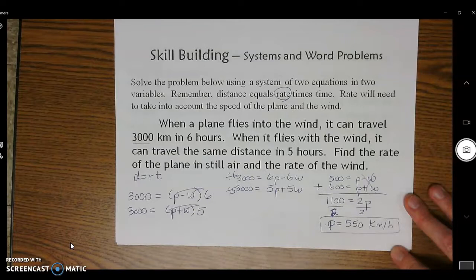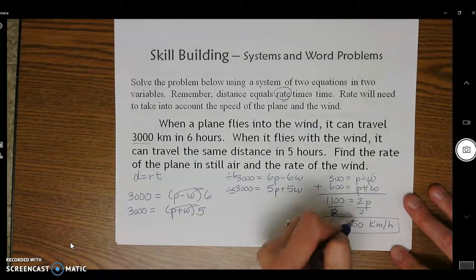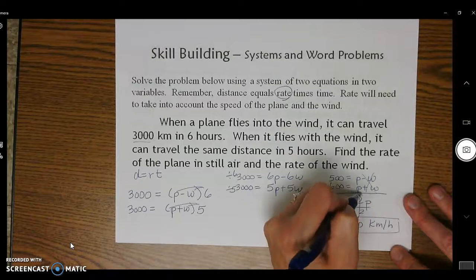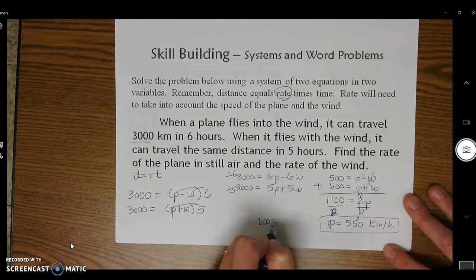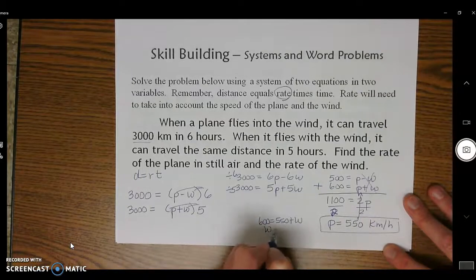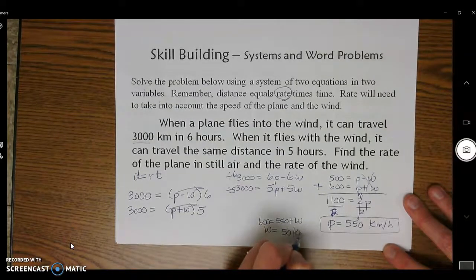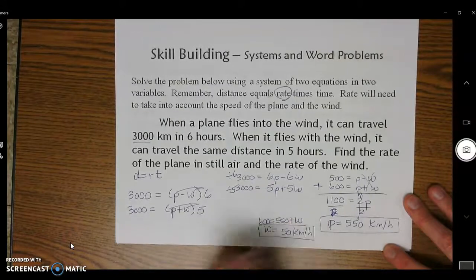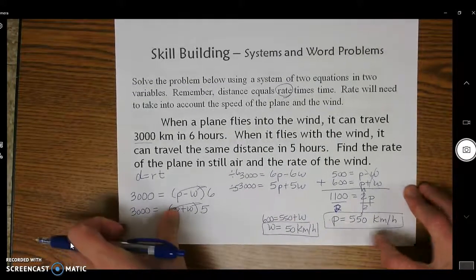Now we need to go find the wind, so I can just take this and plug it into one of these. So 600 equals 550 plus the wind, which means the wind is going 50 kilometers per hour. So there's my plane and wind. That's a pretty windy day.